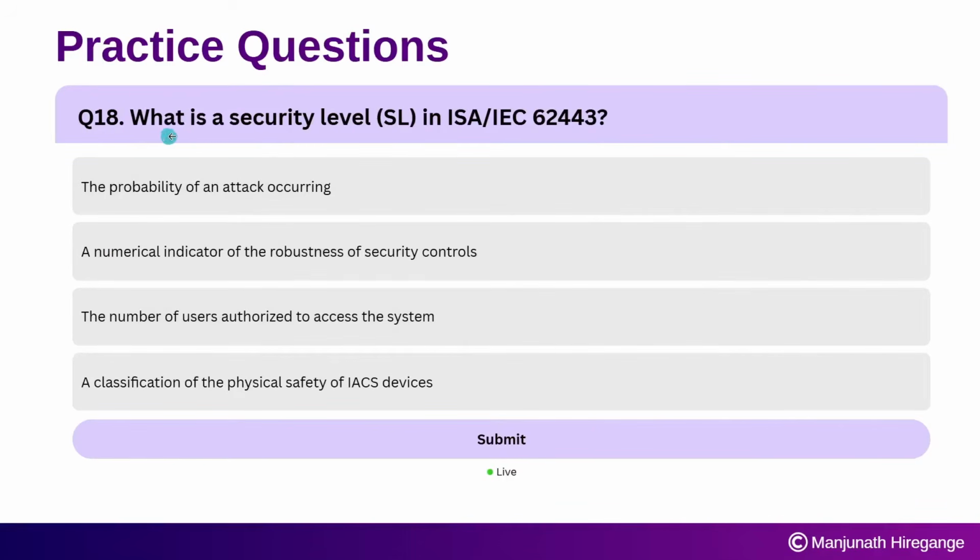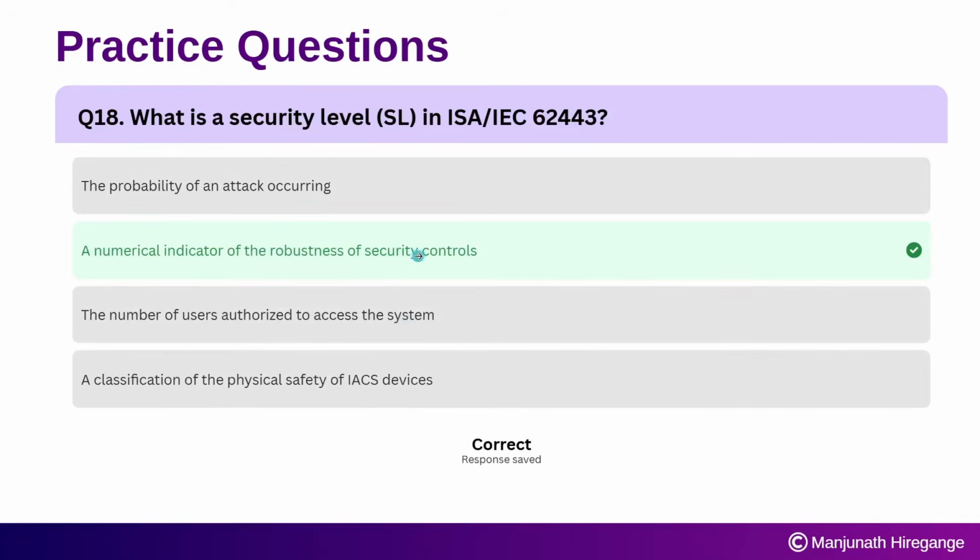Question number 18. What is a security level in a 62443 standard? The probability of an attack occurring, a numerical indicator of the robustness of the security controls, the number of users authorized to access the system, a classification of the physical safety of IACS devices. So you might have heard about SL1, 2, 3, 4 in 62443 standards. So what are those? It's a numerical indicator of the robustness of the security controls.